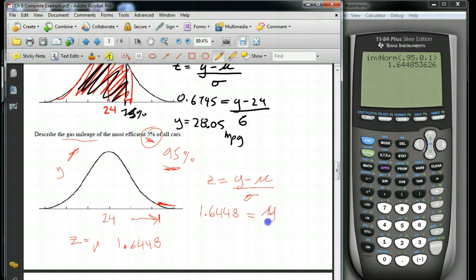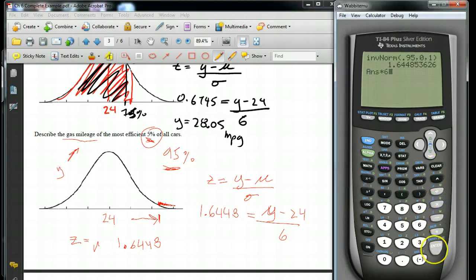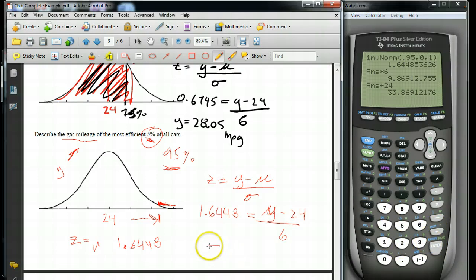So Y minus 24 over 6, and you get plus 24. All right, there it is. So 33.87 miles per gallon.